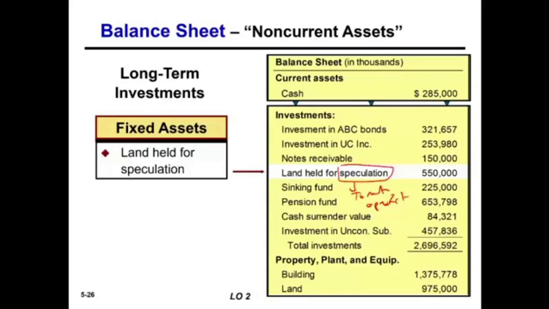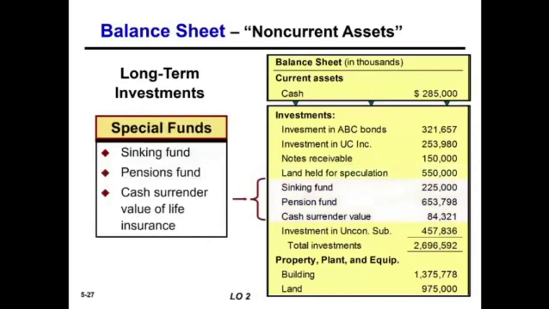So that's not really an investment for property, plant, and equipment, because when we say property, plant, and equipment, what we mean is it's going to be used in operation. This land is not going to be used in operation. So this is why we say it's held for speculation. If it's held for speculation, it's listed under investments.